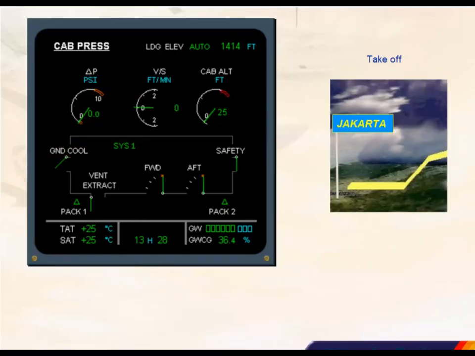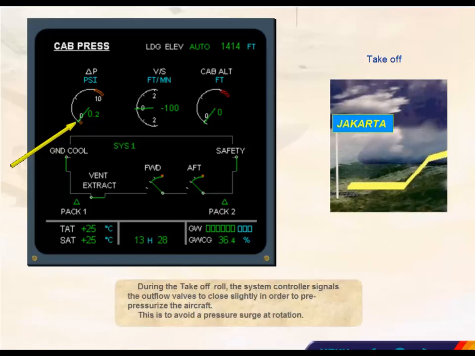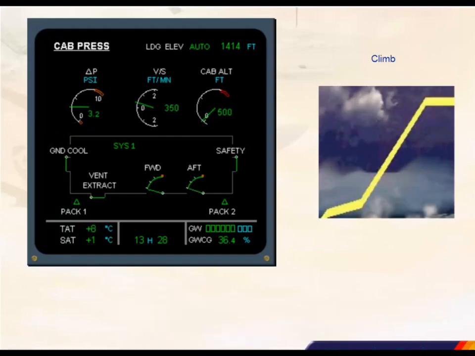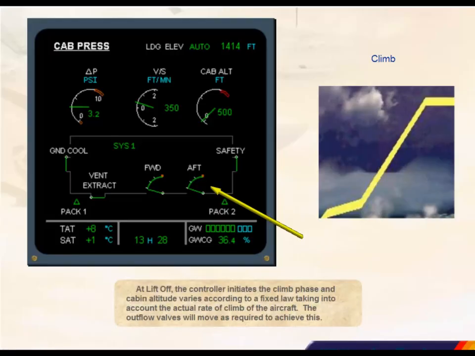During the takeoff roll, the system controller signals the outflow valves to close slightly in order to pre-pressurize the aircraft. This is to avoid a pressure surge at rotation. At liftoff, the controller initiates the climb phase, and cabin altitude varies according to a fixed law taking into account the actual rate of climb of the aircraft. The outflow valves will move as required to achieve this.